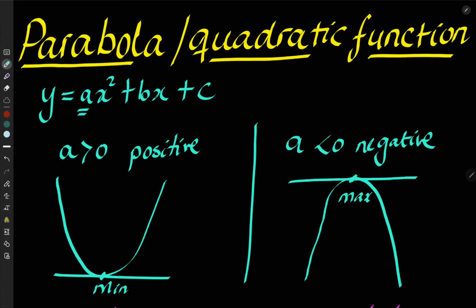You should also be familiar with these shapes of graphs. The moment you see that graph in an exam, that's a parabola, and the parabola rules should start kicking in. So that is how the a value illustrates the graph: a greater than 0 is a minimum graph, and a less than 0 is a maximum graph. That is the first thing that you need to know about quadratic functions.